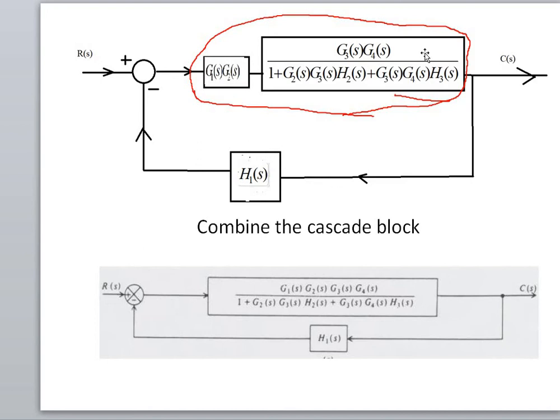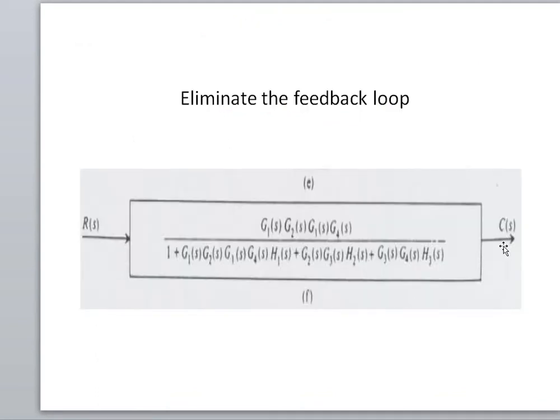Now you can see that these two blocks are again cascaded, and there is a feedback path with a transfer function h1 of s, and it is a negative feedback loop. So after combining these two cascaded blocks, our block diagram will be like this. Now again apply the negative feedback loop equation g divided by 1 plus gh. Then we will get the transfer function like this. So this is the final transfer function of the given system, C of s by R of s.